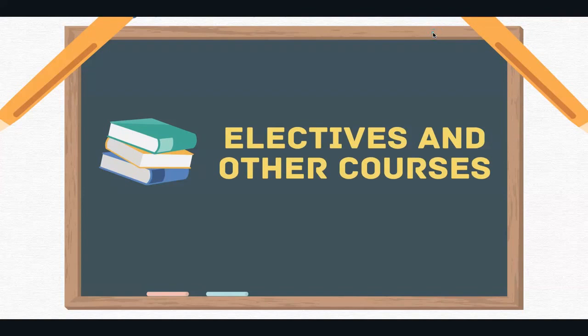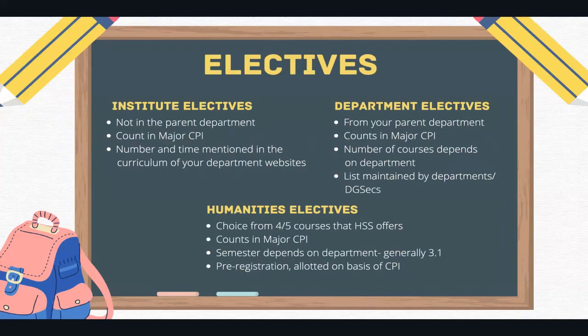But electives are a part of your degree here at IIT Bombay, and it's necessarily required for you to take up electives. So there are three types of electives: the institute electives, department electives, and humanities electives. Let me explain what each of these are.